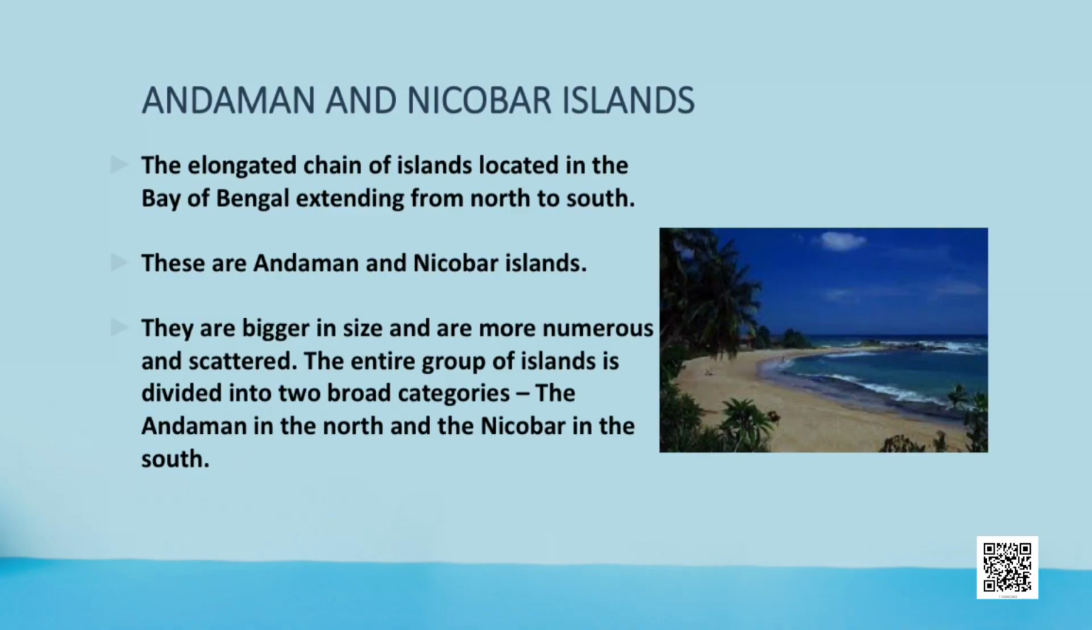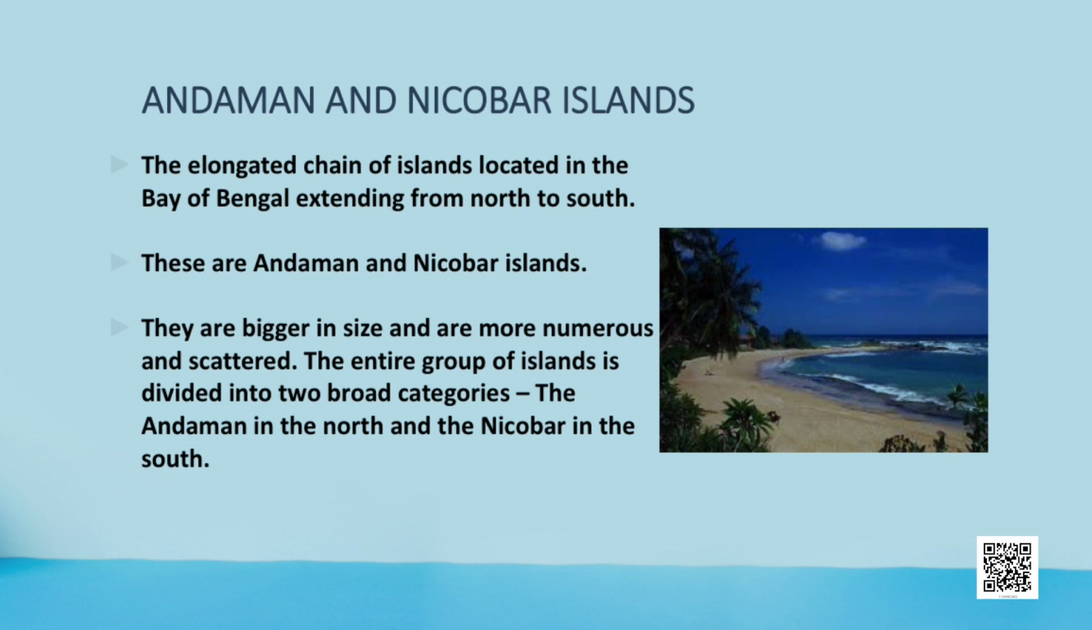So, don't you think Lakshadweep Islands are a place to visit? It's a beautiful place for tourism too. Now, we are moving on to the next group of islands, that is the Andaman and Nicobar Island groups. The elongated chain of islands located in the Bay of Bengal, extending from north to south, are known as Andaman and Nicobar Islands. They are bigger in size in comparison to Lakshadweep Islands and are more numerous and scattered.